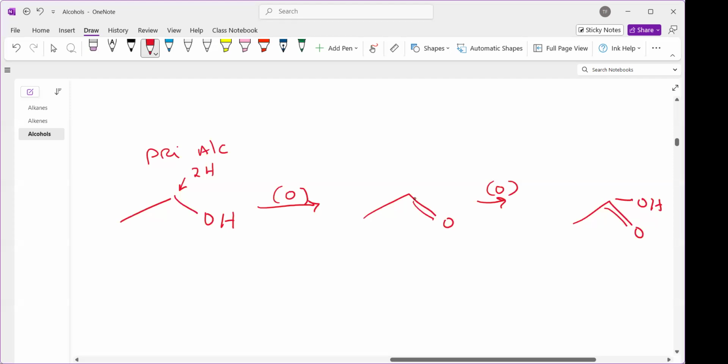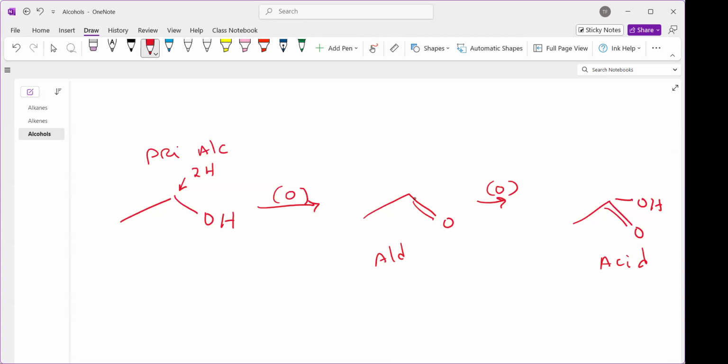So first it goes to something called an aldehyde, which is unit 2. And then it's further oxidized to an acid. So until we get to unit 2 or unit 3, all you need to say is aldehyde, you don't have to name it.